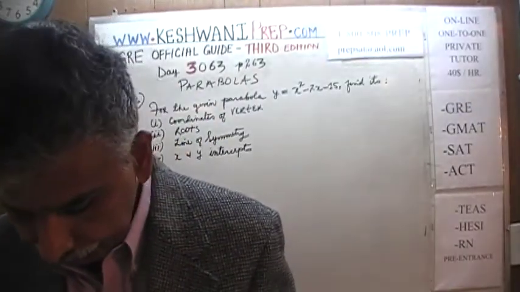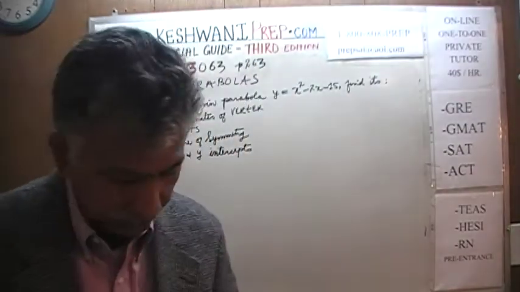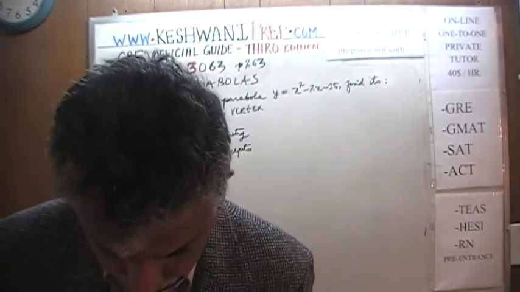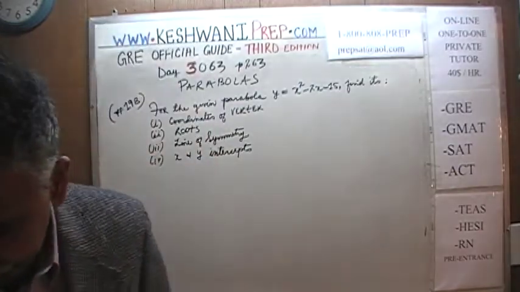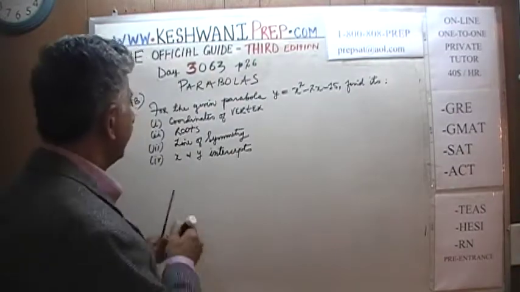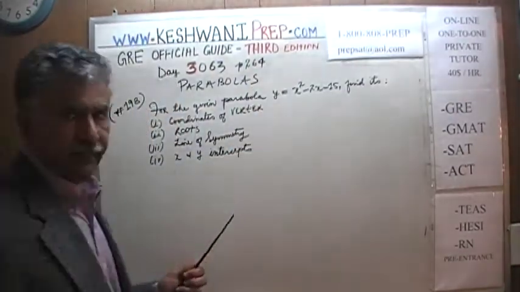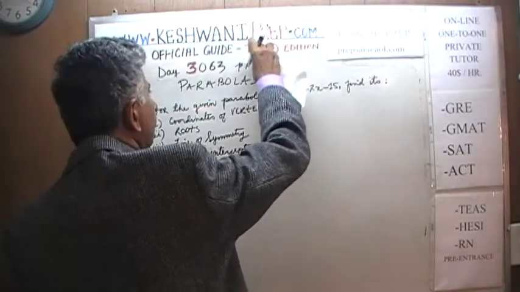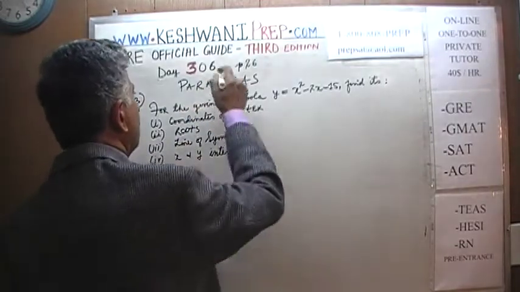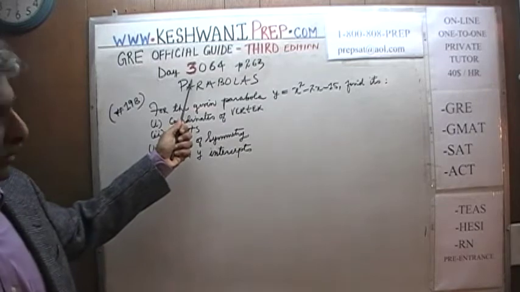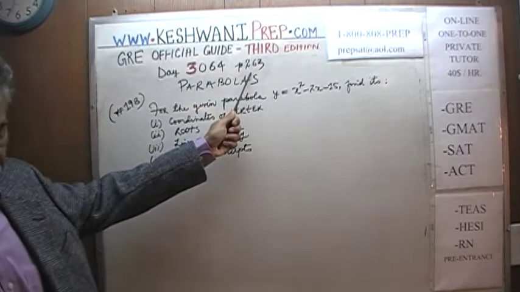Today is our lesson number 63. Is it 63 or 64? I'm not quite sure. It is lesson number 64, day 3064. The 3000 signifies that we are in the third edition. Day 64, we are on page 263.